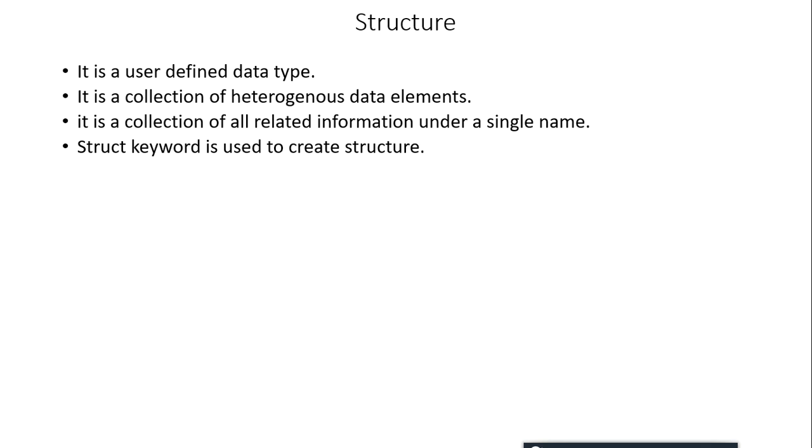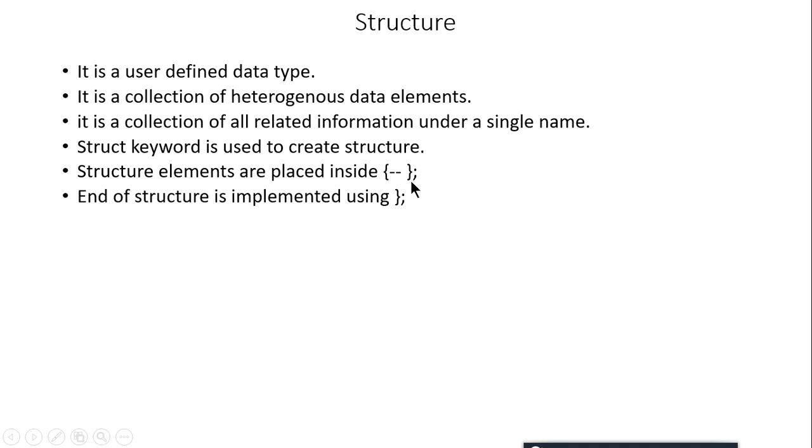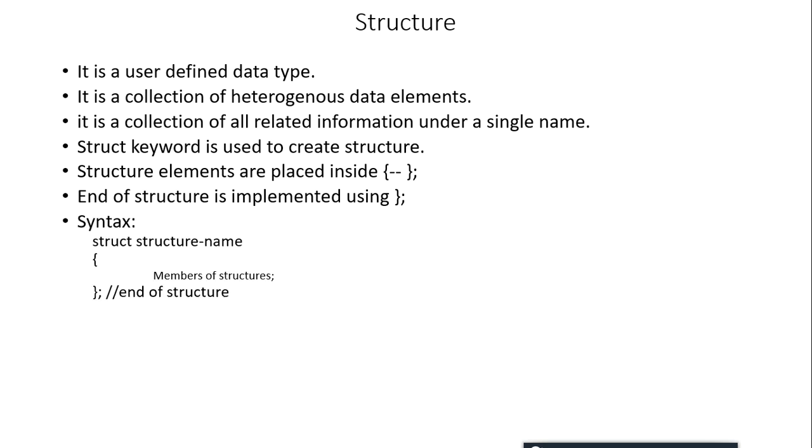To create a structure, you need the struct keyword. So the struct keyword is used to create a structure. Whatever the attributes of the structure are must be placed inside curly braces, and these curly braces end with a semicolon. This curly brace with semicolon represents the end of the structure. So wherever you see curly braces with a semicolon in C language, most of the time it is a structure or a class.